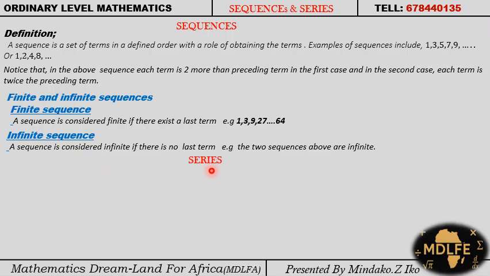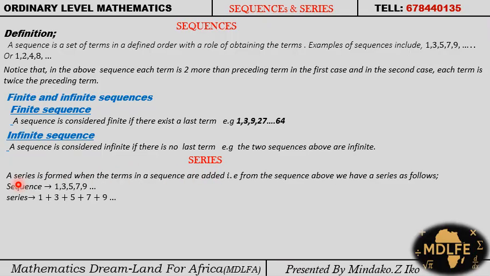Let's look at series. A series is formed when the terms in a sequence are added. So this is actually a sequence. If you add the terms here, like 1 plus 3 plus 9 plus 27, right up to plus 64, that is a series. When the terms are separated with commas, it is a sequence. But here we are talking about a series. So this is a sequence, and if you add the terms, we have a series. All right, so that is it.